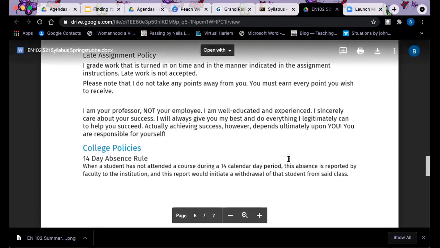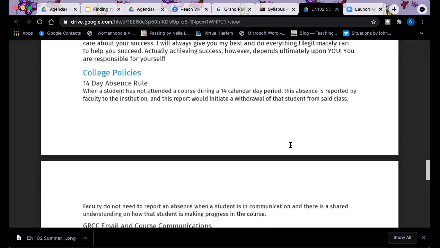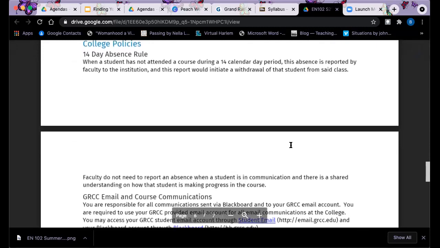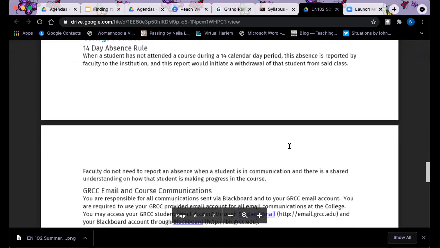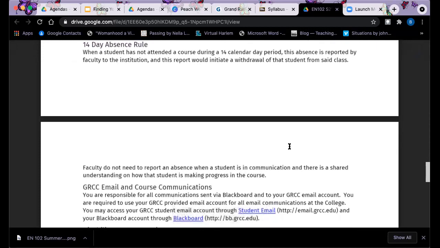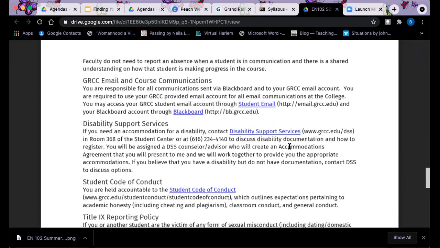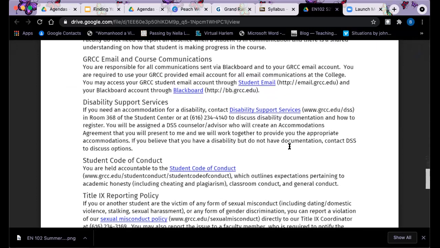The last section of our syllabus has the different policies. The 14-day absence rule we've already talked about. Again, if you disappear for 14 days, you'll be reported and then dropped from the class. If you are dropped from the class, you can't come back. That's just the way things work at GRCC. It's actually a federal requirement to make those reports.